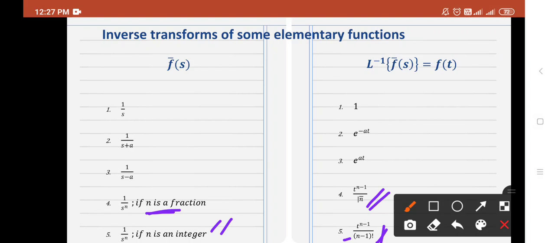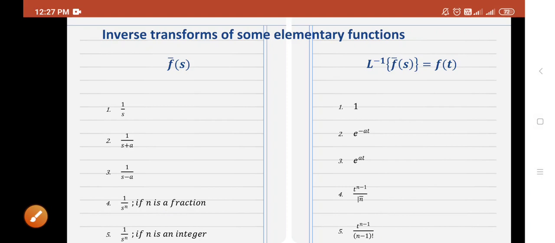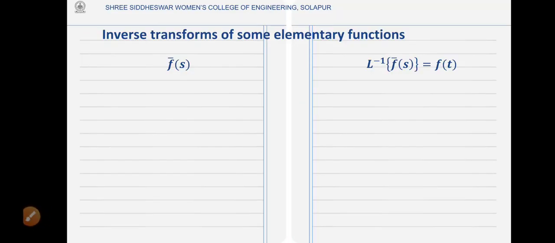Kindly note that n minus 1 bracket factorial is different than n minus 1 factorial. So you have to write it as n minus 1 bracket factorial only. Okay, some more results: 1 upon s square plus a square, s upon s square plus a square, 1 upon s square minus a square, s upon s square minus a square. Now you can easily find the inverse Laplace transform of these results. You can verify these answers.